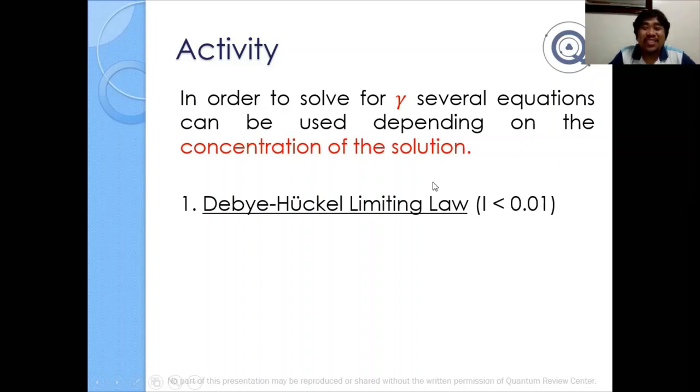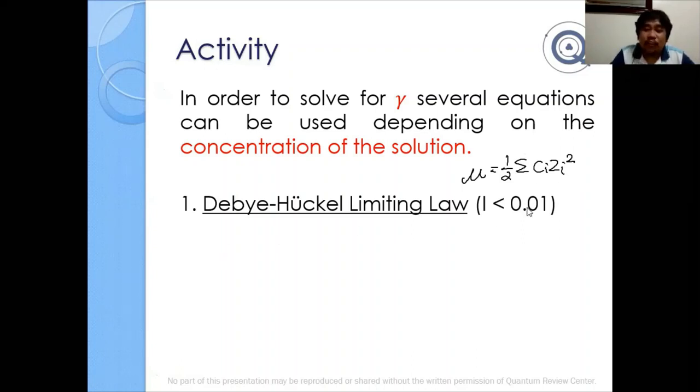Pwede itong lumabas din sa inyong analytical. So I, ionic strength. Sa Phi-Chem I, sa analytical, the symbol is mu. So mu or I is equal to 1/2 summation of C_i Z_i squared. Nasa review guides niyo yung mga behind the scenes na formula. So that's how you compute for the I.